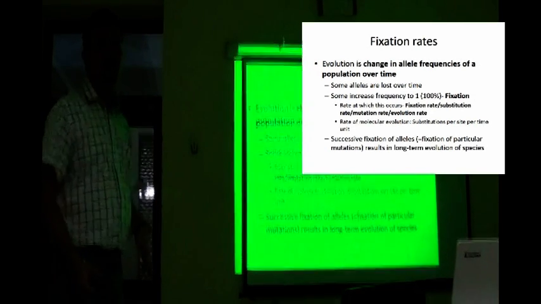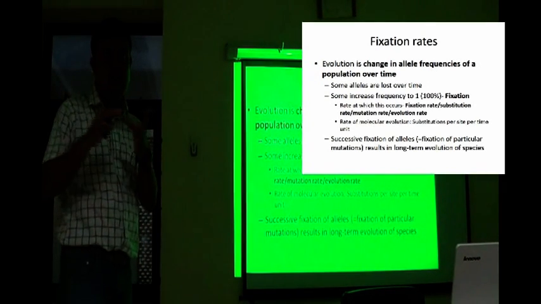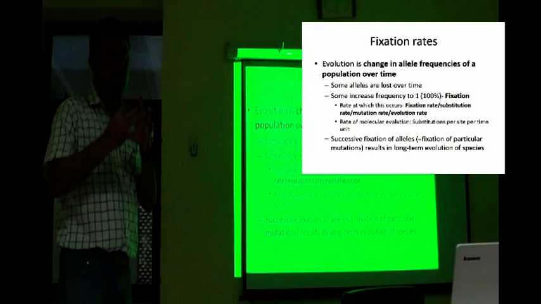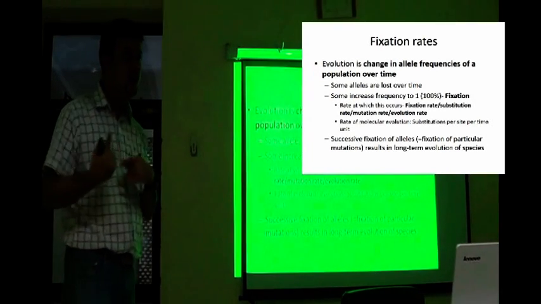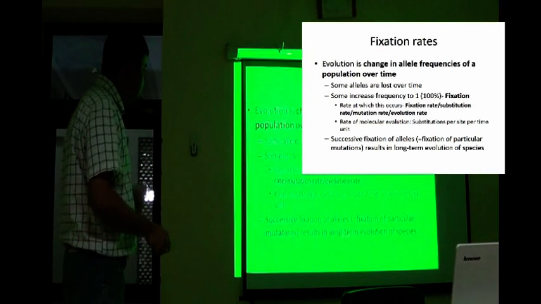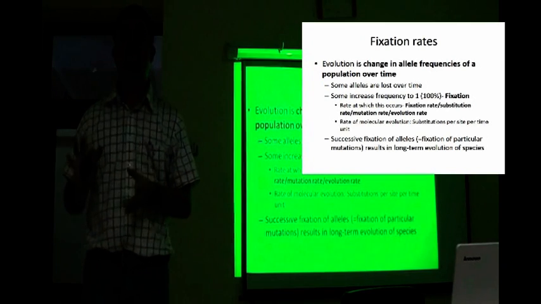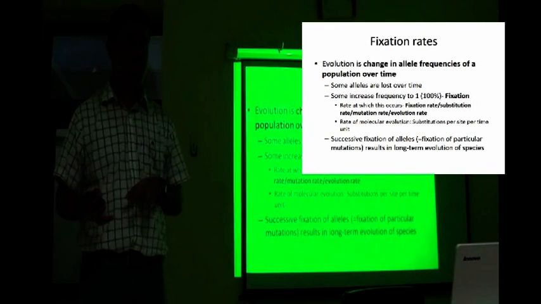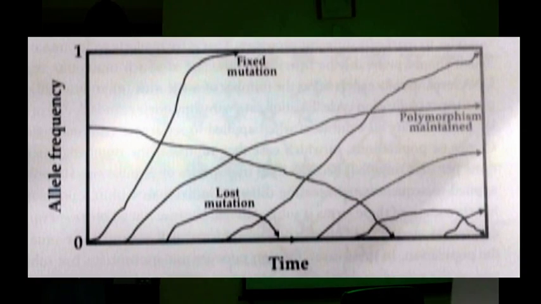Successive fixation of alleles: various alleles are being fixed at the same time, and not-good alleles are being taken out of the population, which results in long-term evolution of the species. So that is how the species is evolving, by successive fixation of the alleles. But there is yet another diagram which I forgot to change in this one. I'm going to change it in the web version of it.